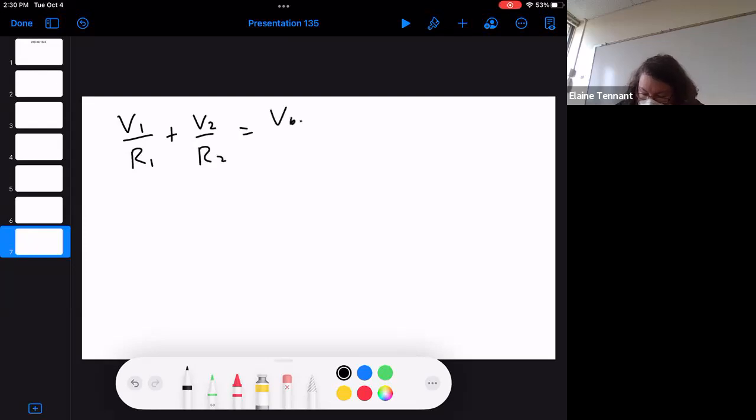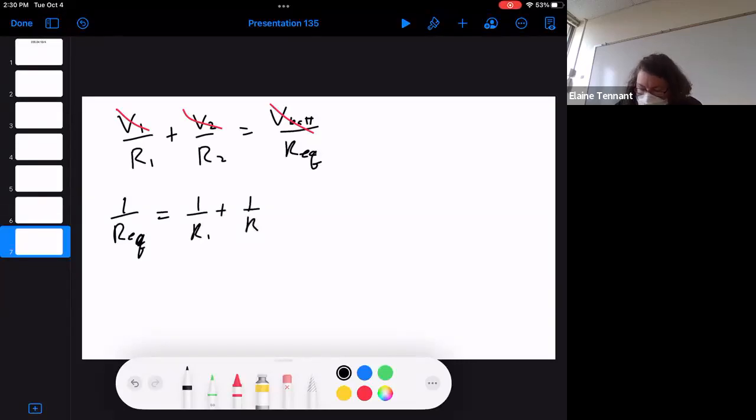Equivalent V of the battery over R equivalent. Okay, and what are you going to tell me about these voltages? They're all the same. So we can cancel them out. So we end up with a very familiar equation. 1 over R equivalent equals 1 over R1 plus 1 over R2.